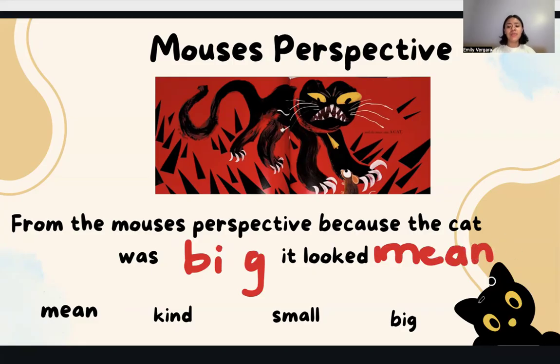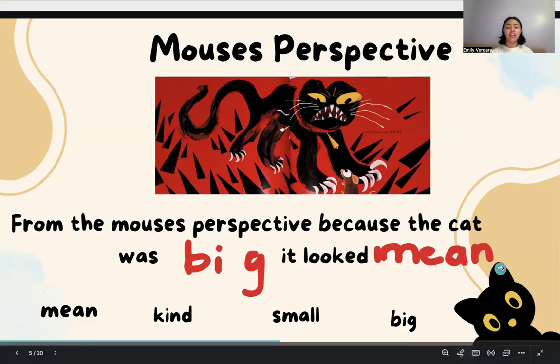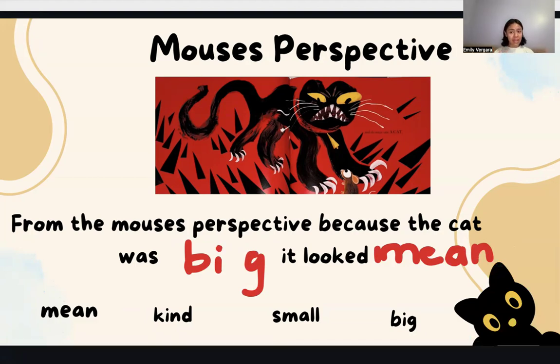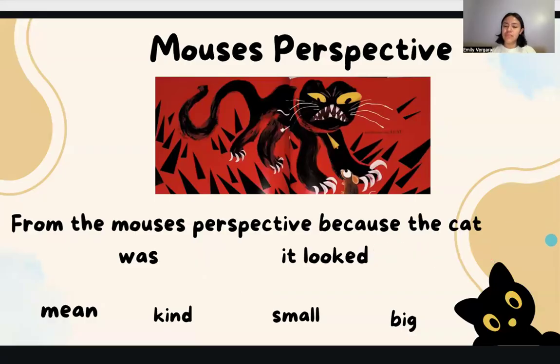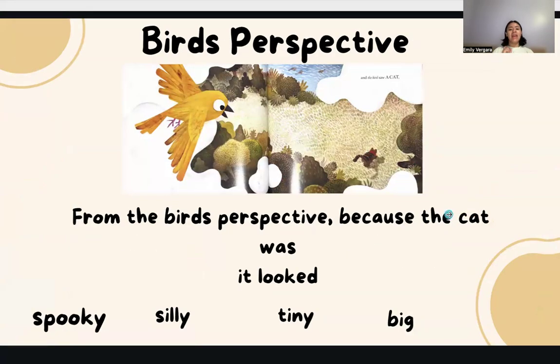Now we are using our picture to support our sentence. So we know that this is the best description we can get of the mouse's perspective. We're going to try one more, and we're going to become the bird, and we are going to be looking at the cat from the bird's perspective. So our sentence builder reads, from the bird's perspective, because the cat was blank, it looked blank.